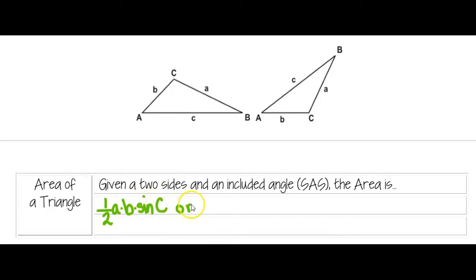Or we could write it two other ways. So as long as you have two sides and their included angle, you can use this formula to find the area of a triangle that is not a right triangle, or an oblique triangle as you see above.